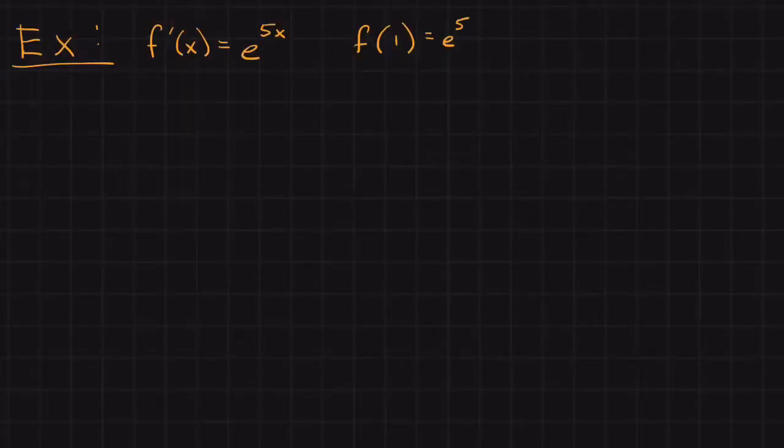Let's try one more problem. f prime of x is equal to e raised to 5x. We have the initial condition that f of 1 is equal to e to the 5th power. Pause the video now and try this on your own.